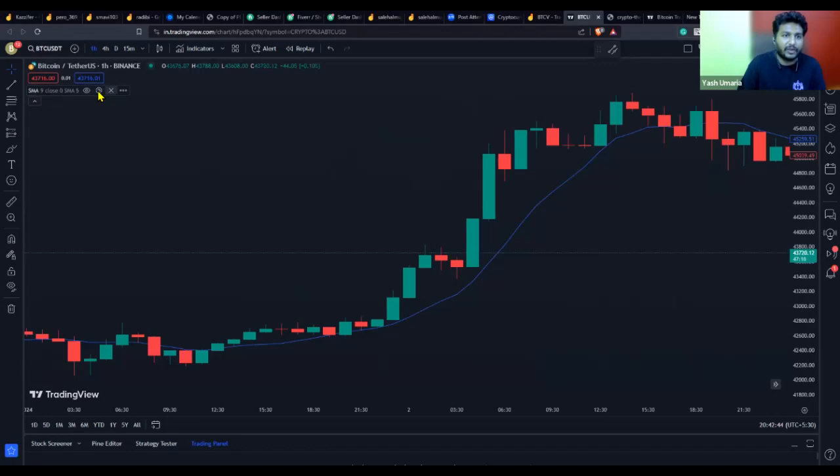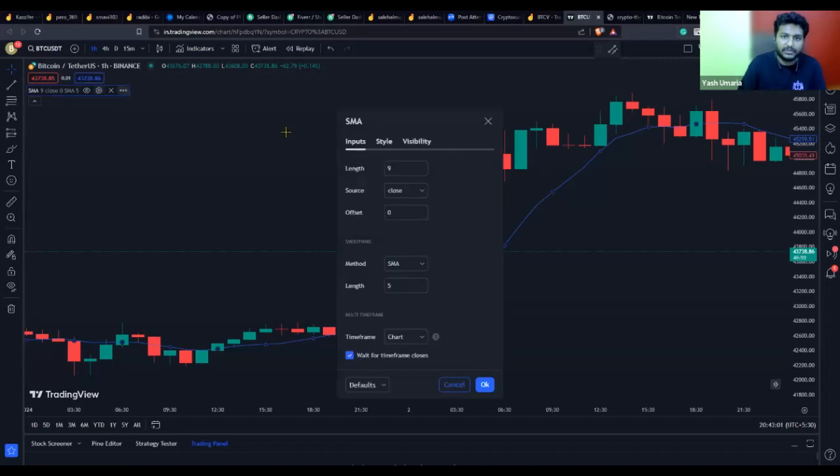We have three different options here. The first one is basically to hide or show the line, as you can clearly see. Very simple. If I click on it, it will hide. If I click on the same option again, it will show. The second option is settings, and of course I need the settings option. If I click on it, it will show me different things.